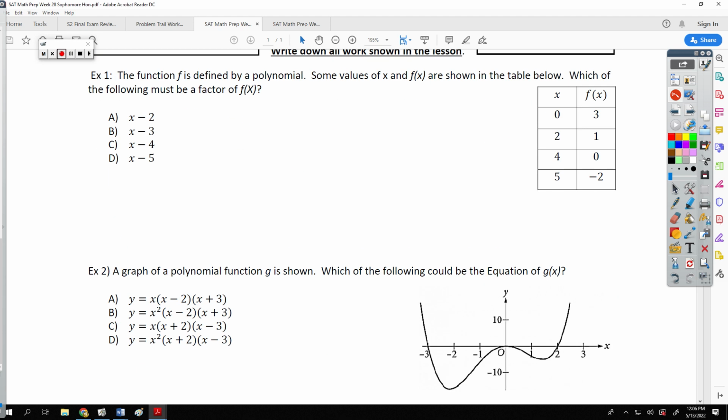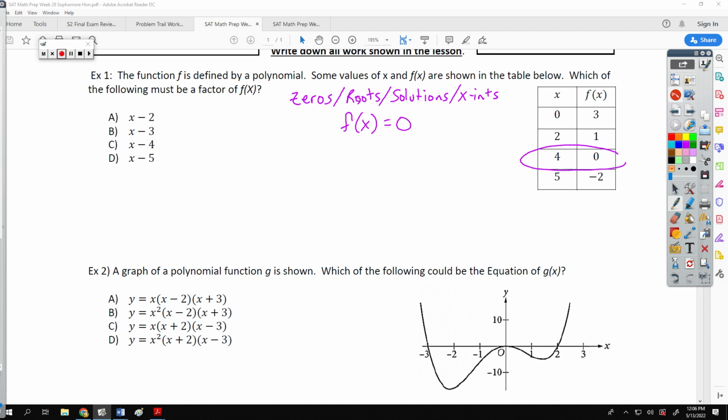So, number one says the function f is defined by a polynomial. Some values of x and f of x are shown in the table below. Which of the following must be a factor of f of x? Well, remember that we can figure out the zeros, roots, solutions, x-intercepts. These all mean the same thing. They are when f of x is equal to 0.